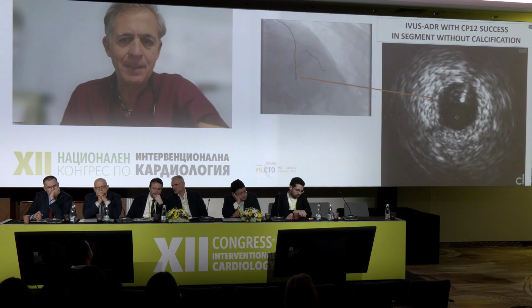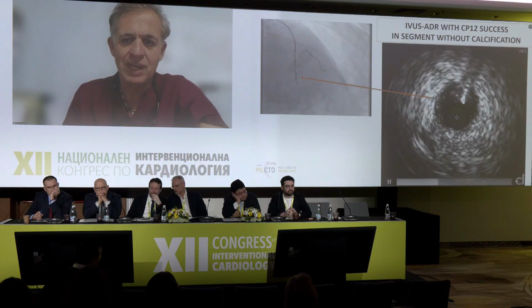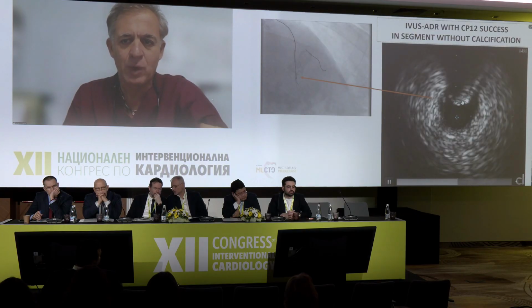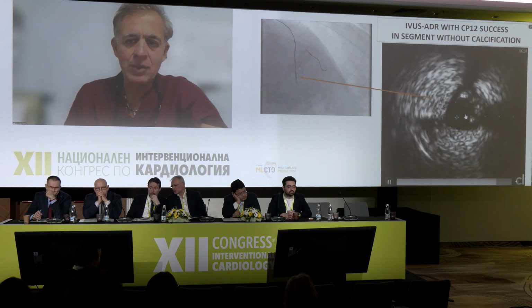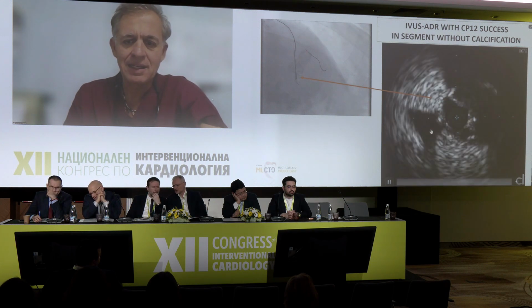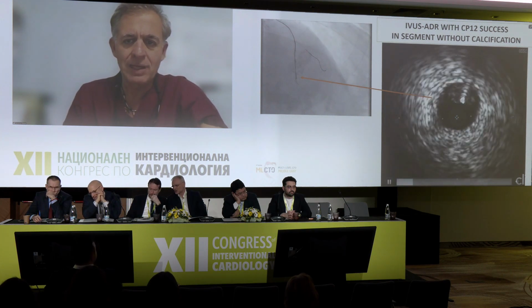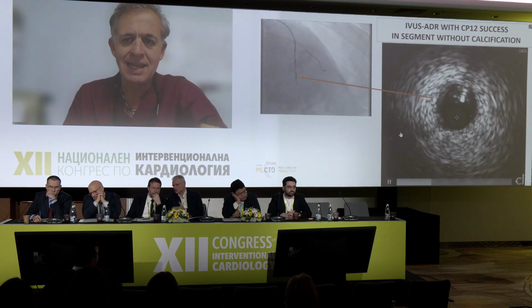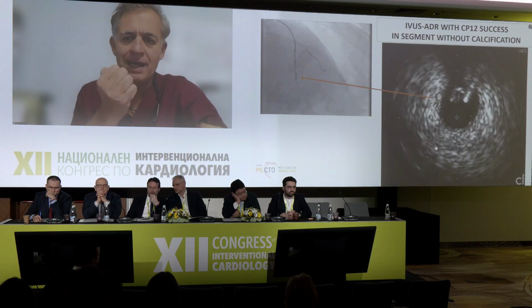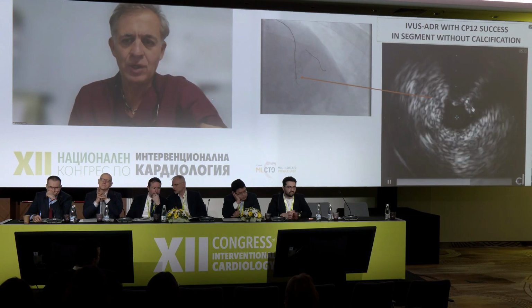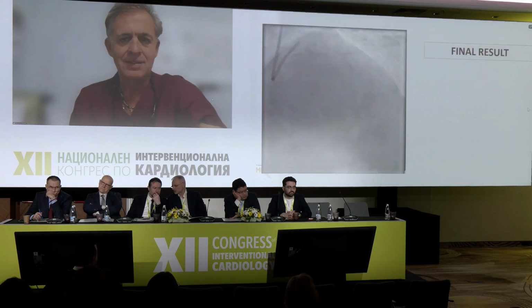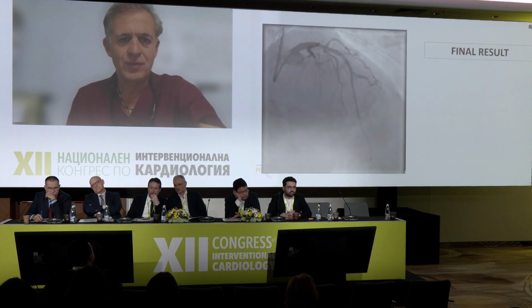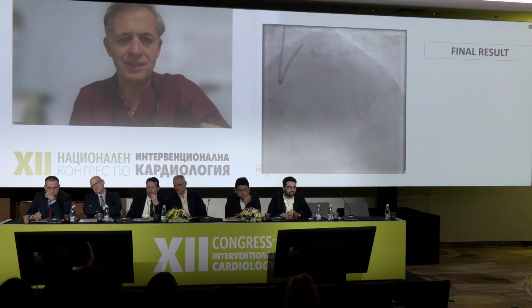Distally, this is a real-time IVUS. I was able to puncture with the CP12 exactly inside, and then with the pullback, you can see here again, we are in, and then doing a pullback, the wire goes out. So exactly because we were subintimal proximally. After that, this was the final result after stenting. You can see that all branches are preserved.